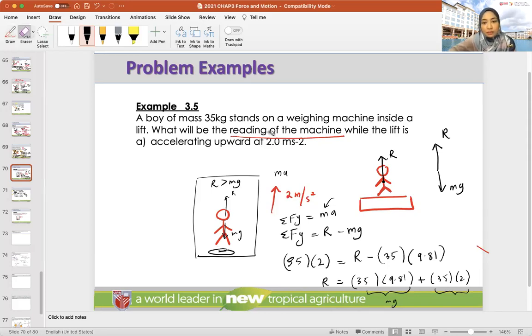Okay, so let's go over this problem again. A boy of mass 35 kilograms stands on a weighing machine inside a lift. What will be the reading of the machine when the lift is accelerating upwards at 2 meters per second squared? So I drew this lift, and I don't remember who this is. Maybe Rafiq, I don't know. So this guy has mg because that is the gravitational force, and he is standing on a weighing scale, therefore he would have a reaction force. And we know that the lift is accelerating upwards. So your free body diagram is just mg and R.